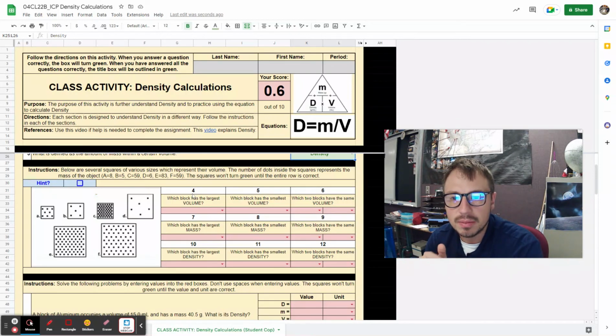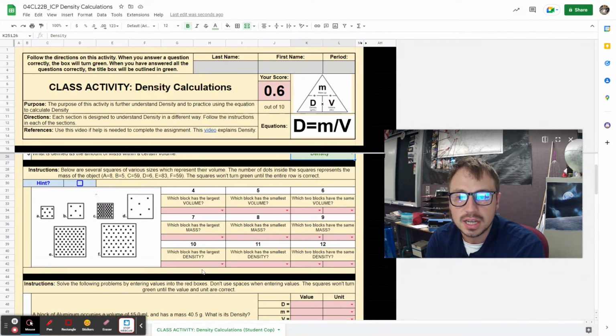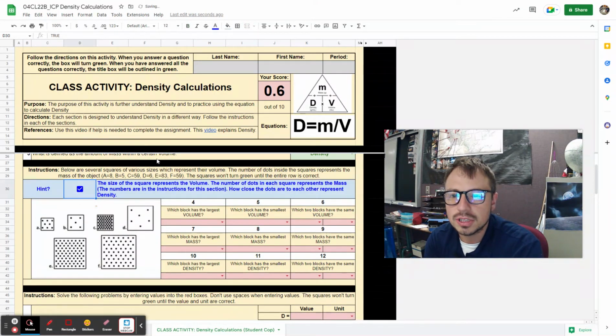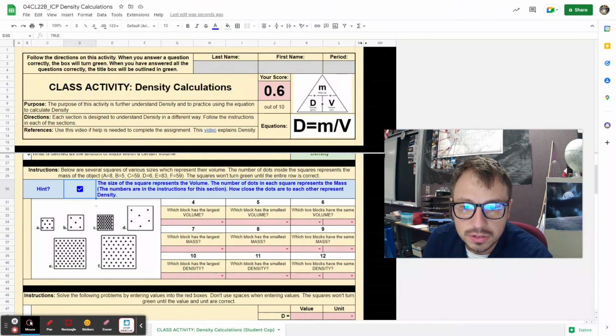And in each one of them, like that first one, it says, well, which block has the largest volume? And then the next one says, which one has the smallest volume? And then there are two blocks that have the same volume. And that's the same thing for mass and density. So let's just go ahead and let's look at this hint here, right? So the size of the squares represent the volume. The number of dots in each square represent the mass. So the numbers are in the instructions for this section. And how close the dots are to each other represent density.